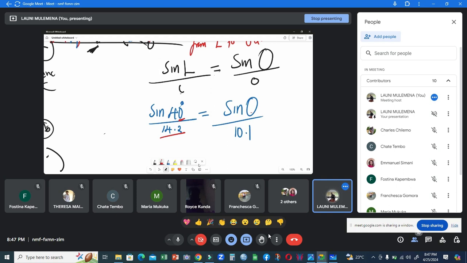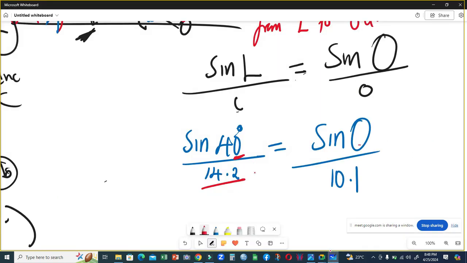This equation has fractions. It will be very complicated for us to know the value of O, capital O, if we have fractions. So the process of cross multiplying will convert this fractional equation into a straight equation. So we are going to cross multiply.